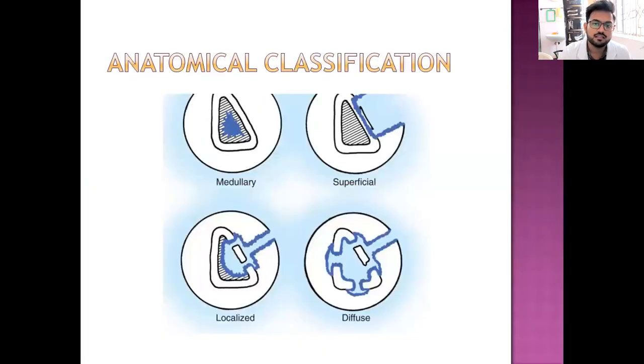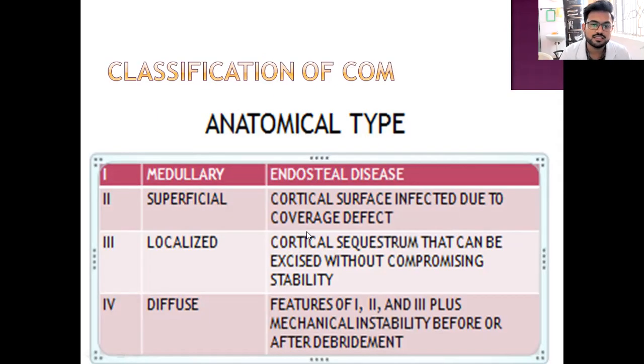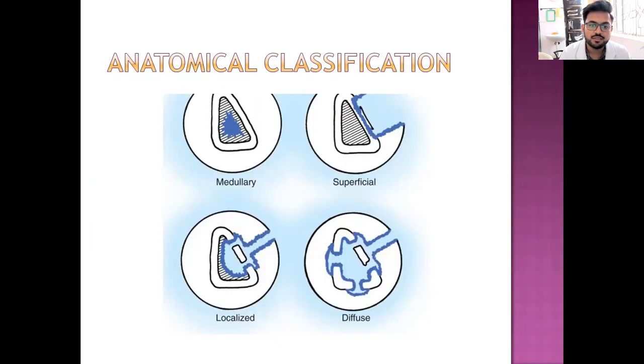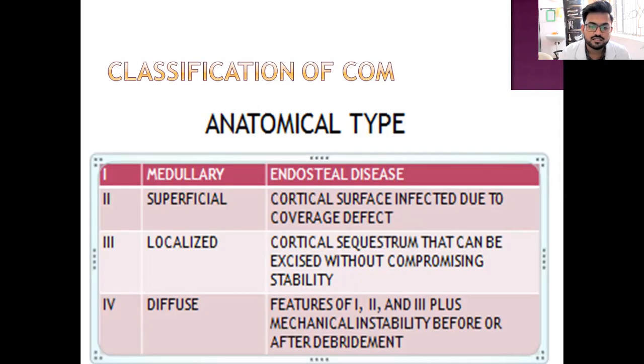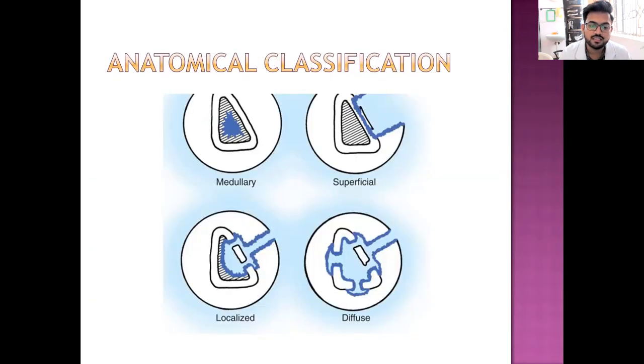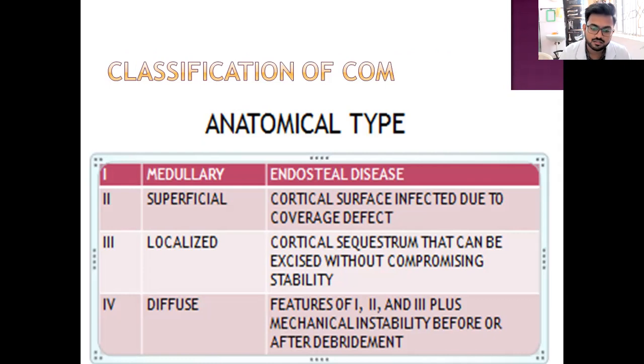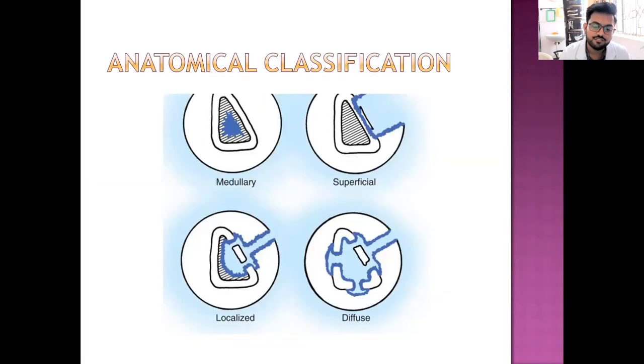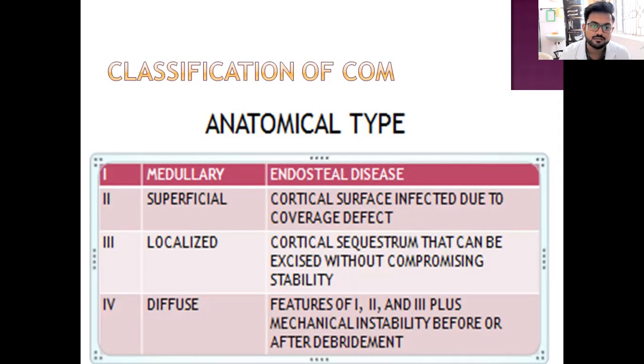Here we can see the diagrammatic representation in anatomical. What is happening? There will be endosteal disease. In superficial, there will be cortical surface infected due to coverage defect. And the sequestrum can be seen in localized. Third is localized without compromising stability. And the fourth is diffuse. There is mechanical instability, a defect before or after debridement.